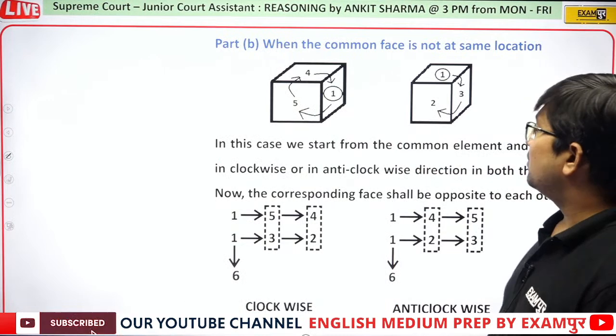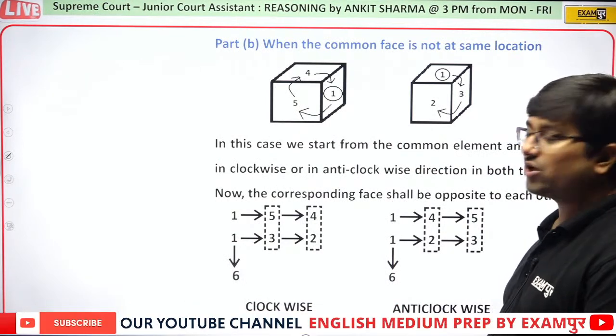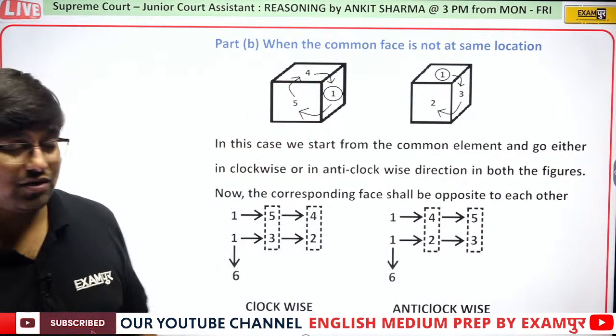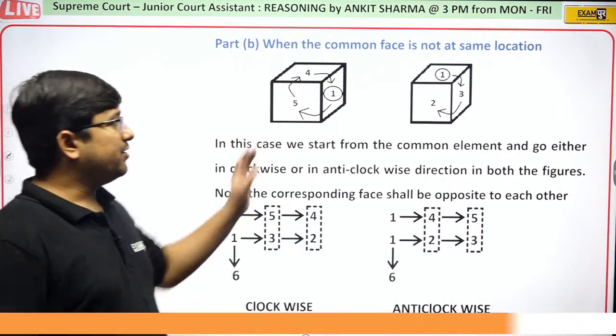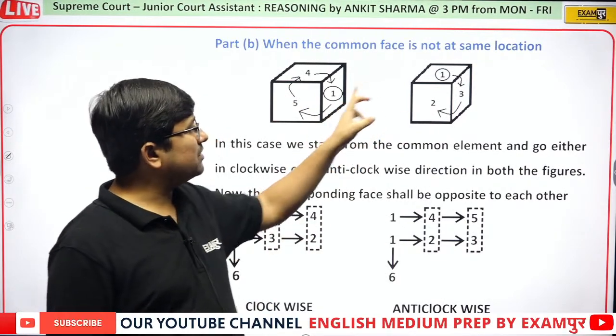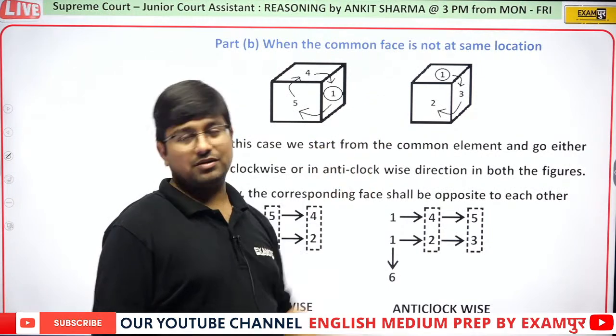But now part B, when the common face is not at the same location. So my dear students, when the common face is not at the same location, then we will try to make them at a common location. See how? Again, two or more positions of the same dice are given. Exactly one face is common, that is 1.